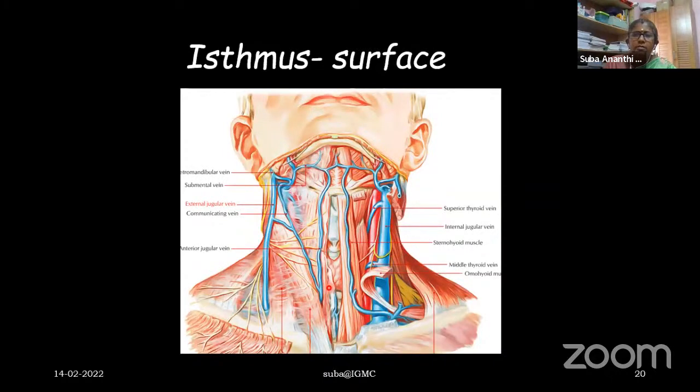Coming to the surfaces, the anterior surface or superficial surface. When you go from superficial, we have skin, we have the platysma, we have the investing layer of deep cervical fascia. We have a vein here, that is the anterior jugular vein. Then of course the pre-tracheal fascia. We have the anterior jugular vein and the strap muscles, sternohyoid and sternothyroid, which form the anterior relation to this isthmus. Posteriorly, it is related to the second, third, and fourth tracheal rings.